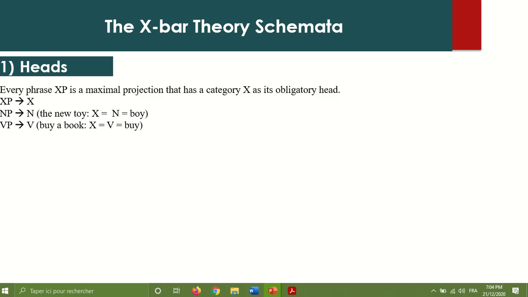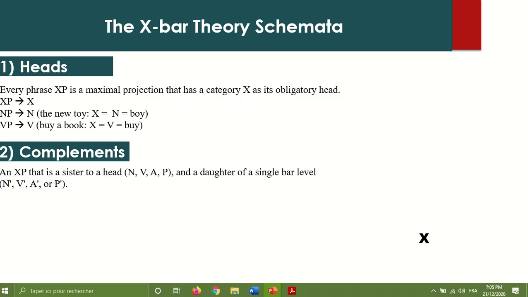In "the new toy" here, what is modified? It is the toy. So X, the head, is N, toy. Sorry, not boy there. Now for the VP, the head is V. In "buy a book," X is V and is "buy" in this example. So X is the most important element. We need to find out the head in each sentence to know the other complements, to know the other things.